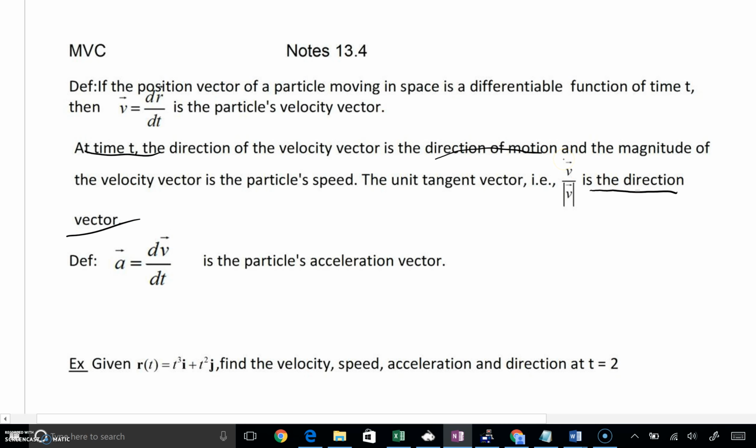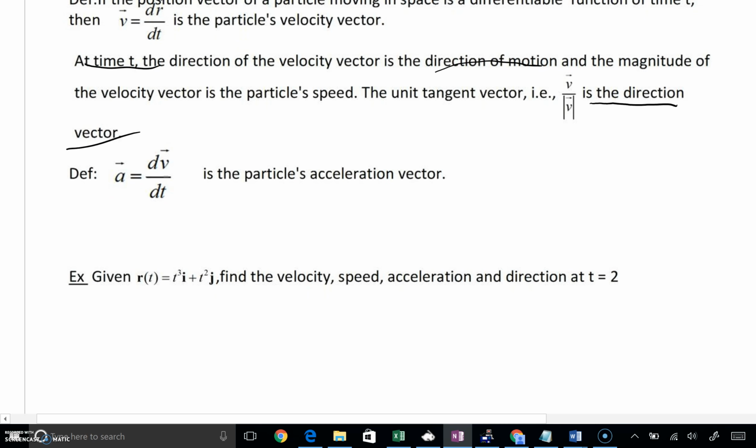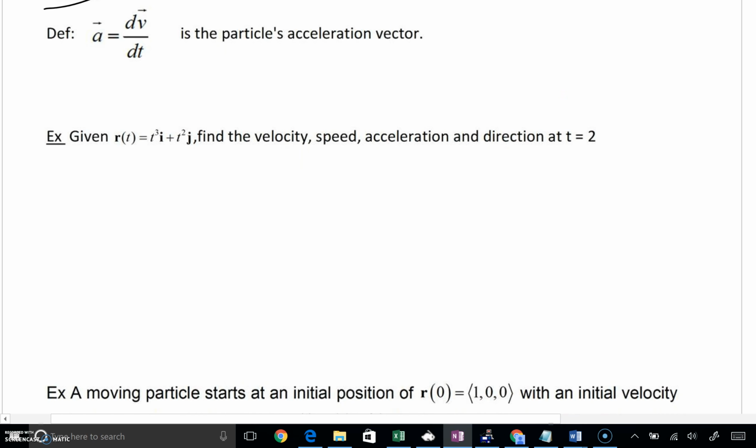So with that in mind, we can also take one further definition. Take the derivative of your velocity vector, and you actually wind up with the acceleration vector. So let's take a look at a quick example right here. Let's say we have a position vector, r of t, and we need to find the velocity, the speed, the acceleration, and direction, very particularly at t equals 2.